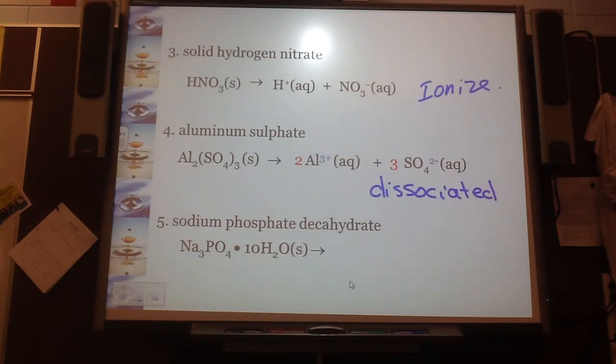So does sodium phosphate dissolve? You don't need to worry about the decahydrate. Just think sodium phosphate, and find it on your solubility chart. Yes? No? Slightly. So sodium phosphate. Remember group 1 ions? Sodium is a group 1 ion, so when you see it here, it's in this category. Very soluble, right? So it does dissolve into its ions.